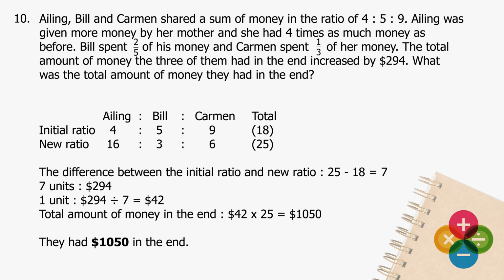7 units is equal to $294. 1 unit will be divide $294 by 7, and the quotient is $42. The total amount of money in the end will be multiply $42 by 25, and the product is $1,050. They had $1,050 in the end.